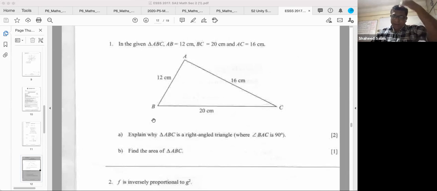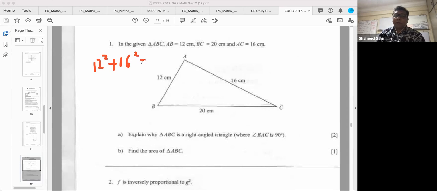You all know how to use Pythagoras, right? A squared plus B squared, does it equal C squared? If A squared plus B squared equals C squared, that means right angle triangle. Can you please test? A squared is 12 squared plus 16 squared. What do you get? And then 20 squared, check what's your answer. If it's the same, proven.